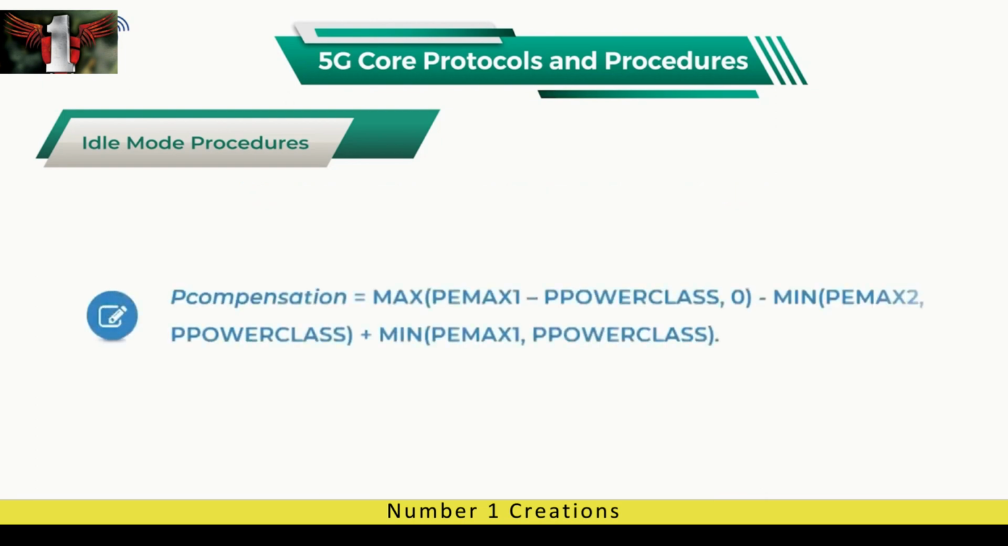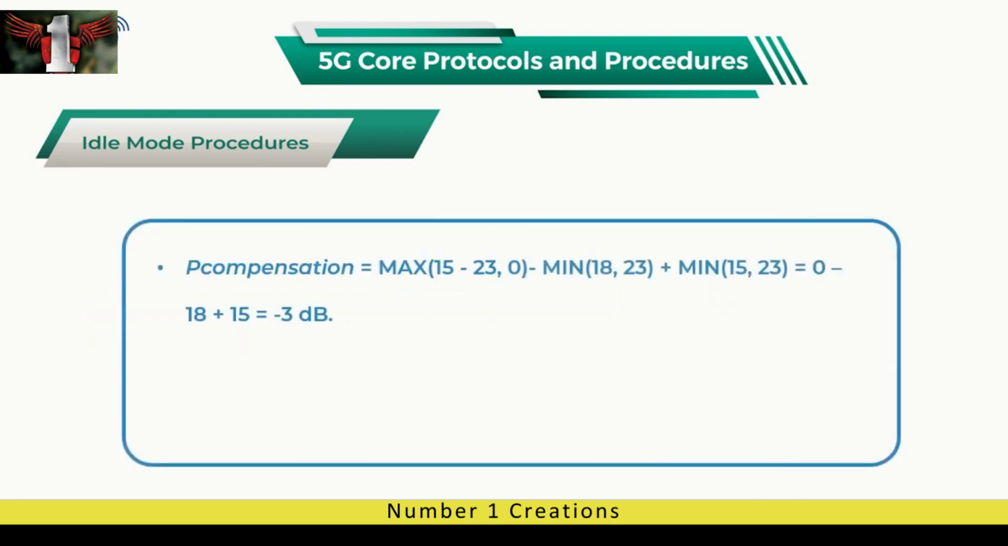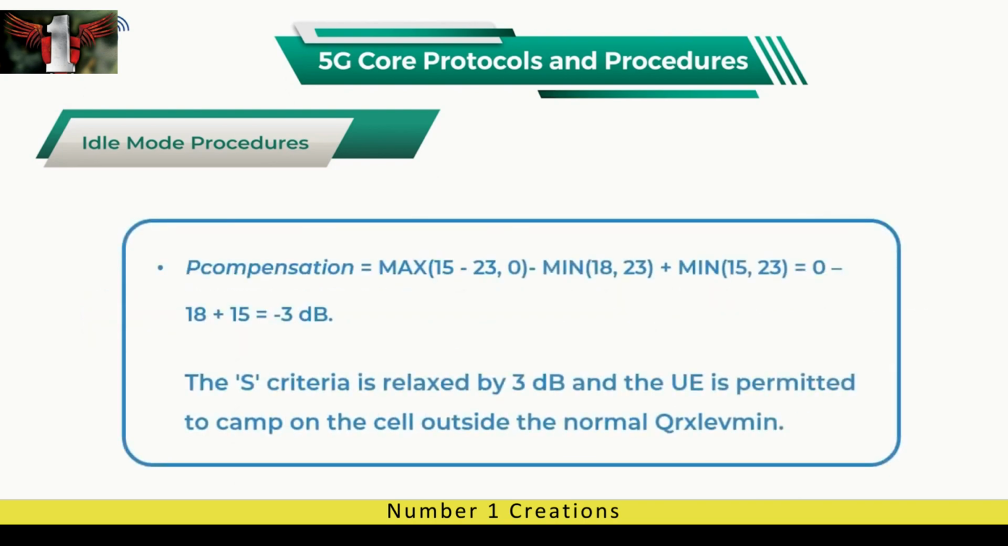The UE then calculates P compensation by this formula given on the screen. This more complex deployment scenario can lead to a negative value of P compensation, which increases a cell range. This can be elaborated as an example shown on the screen here.